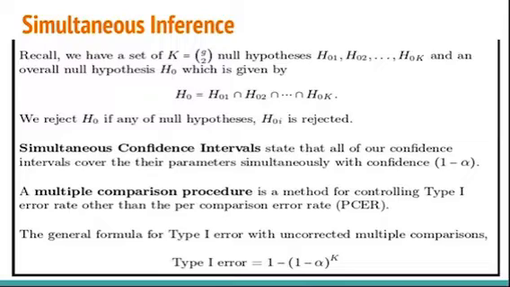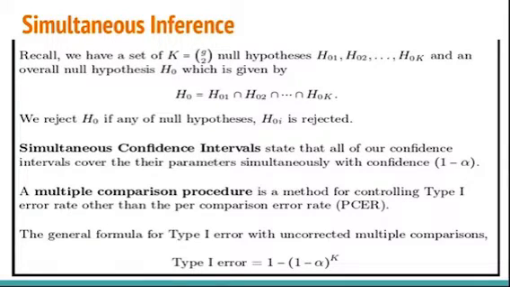Okay. Now, the reason why you cannot use the conventional t-test for pairwise comparison is because the type 1 error rate will be inflated. How do I know?